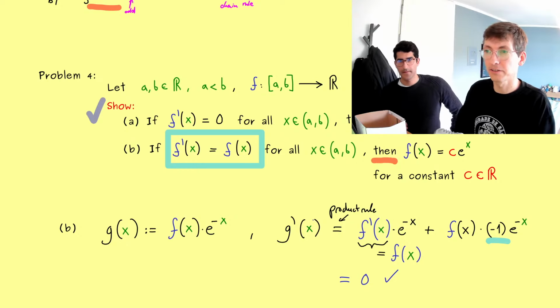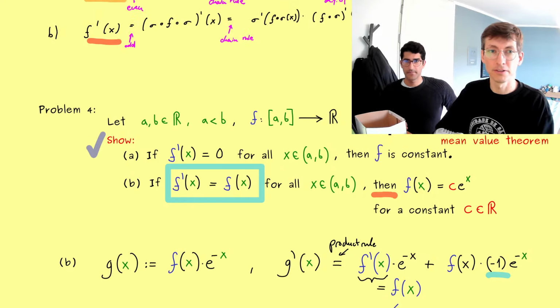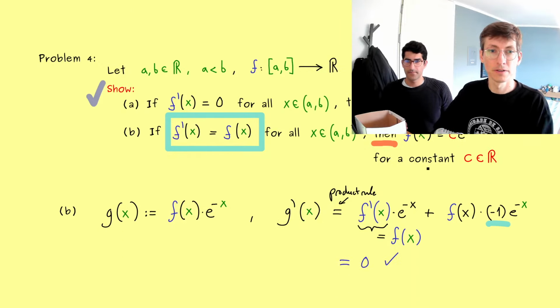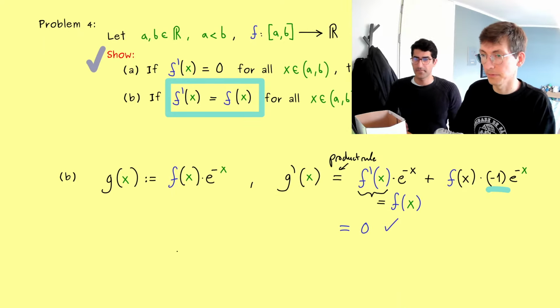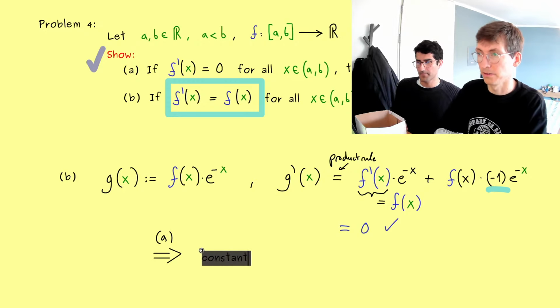So g is a function defined on the compact interval a to b, where the derivative inside the interval is 0 at all points, which means, as we can show by the mean value theorem, that the function g is a constant function. So this is our last conclusion of today. G is a constant function.